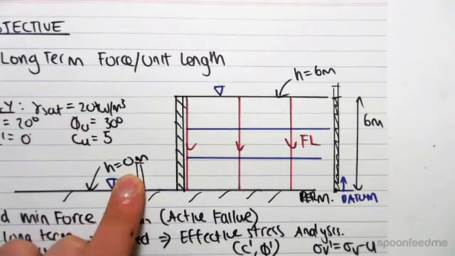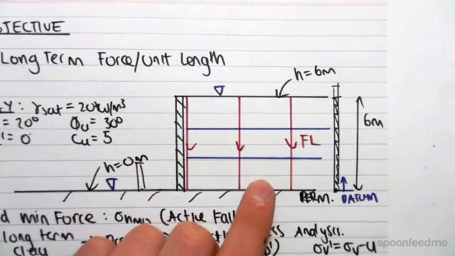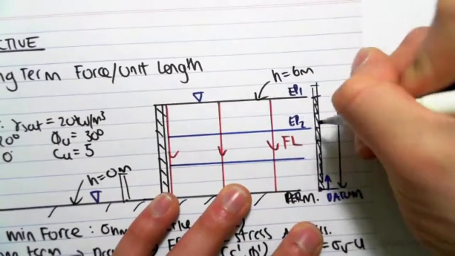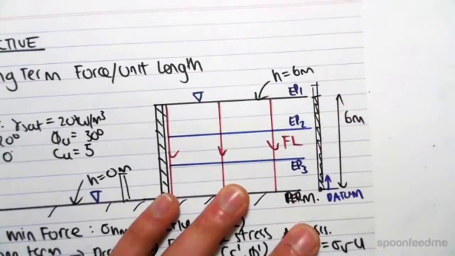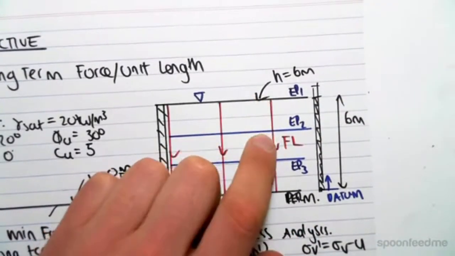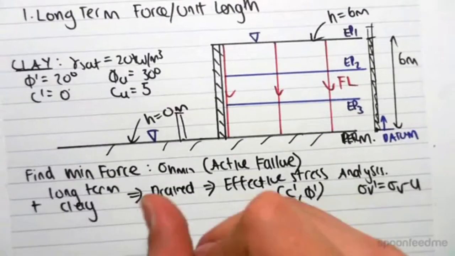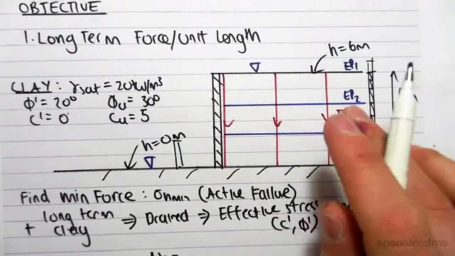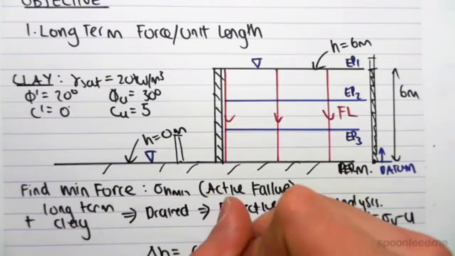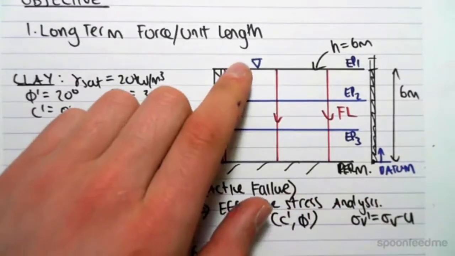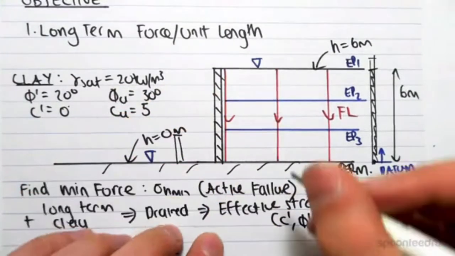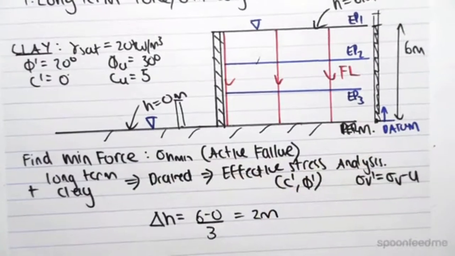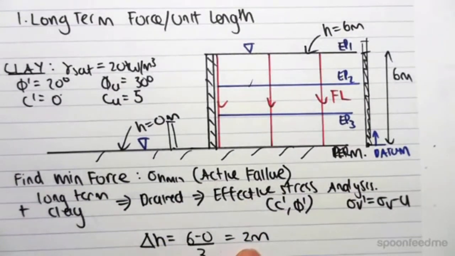Okay, so now what we can do is find the head value at each of our EPs. So let's call this EP1, EP2, and EP3. So EP1 at 6 meters. What we're going to have to do is find the change in head, the head drop. So we know the change in head will equal the difference in head, which is 6 minus 0, over the number of drops. So we have 1, 2, 3 drops. We drop once, twice, 3 times. So 6 over 3 is 2 meters. So our change in head from every EP to EP is 2 meters.